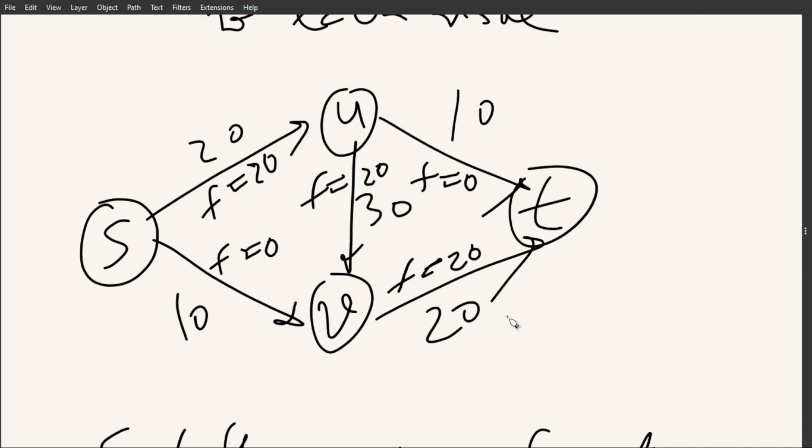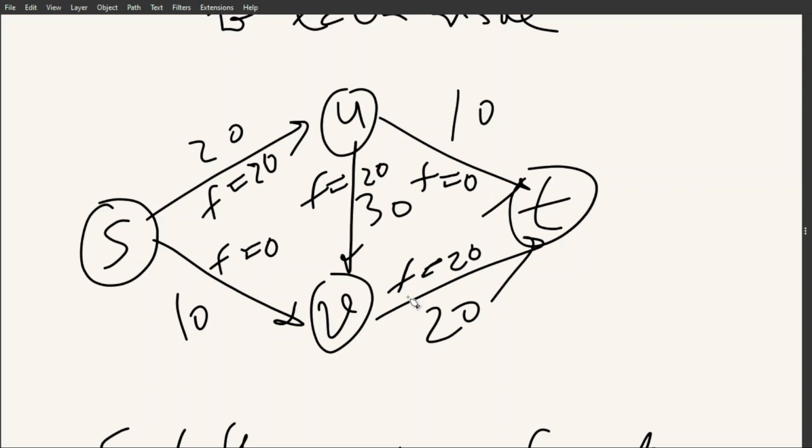Next we should verify conservation condition. So the only two nodes are U and V other than S and T. For U, incoming flow is 20, outgoing flow is 0 plus 20, 20. So flow is conserved at U. Similarly at V, incoming flow 0 plus 20 is 20, outgoing flow is 20. Again satisfied. So this is an example of a flow.